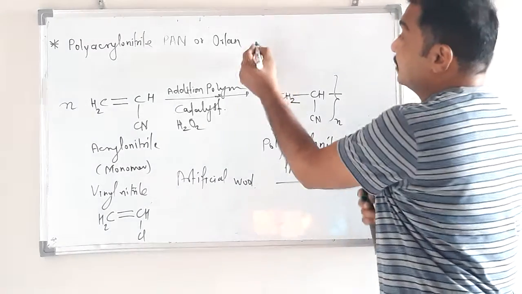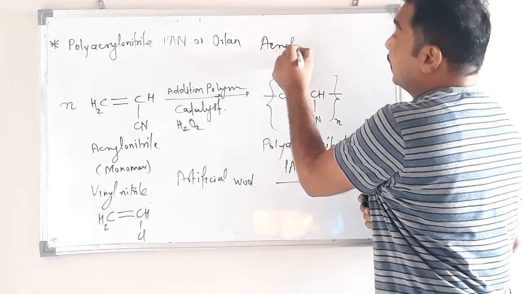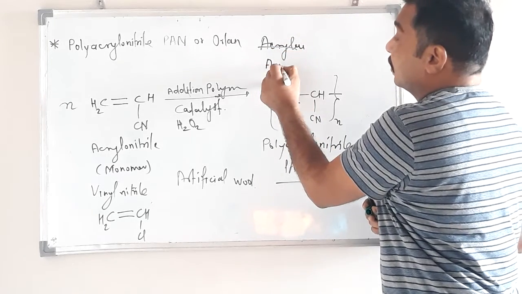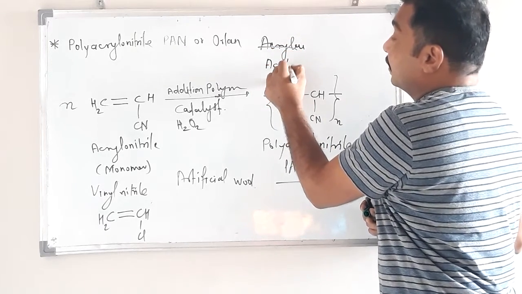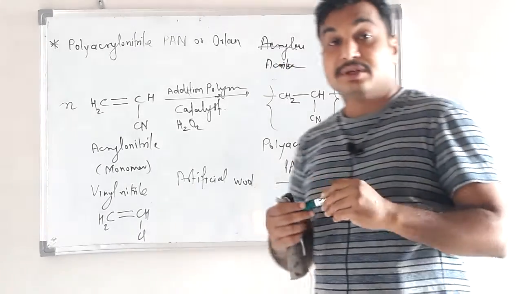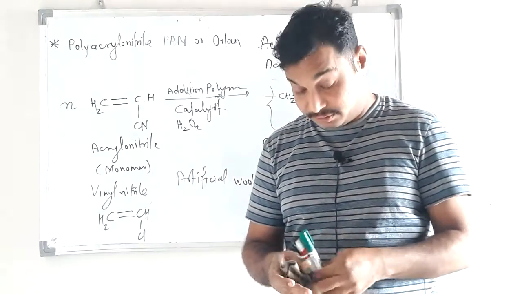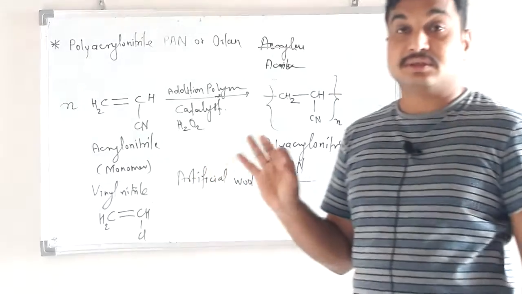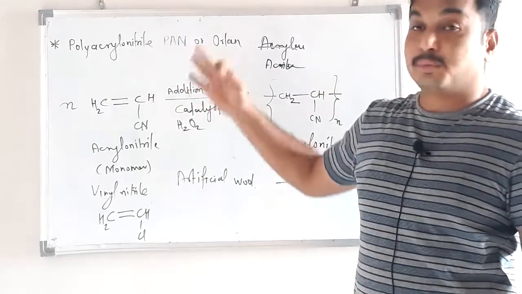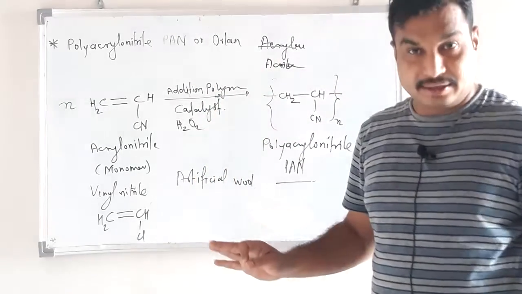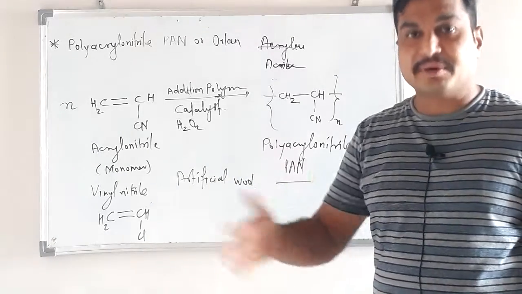It is also known as Acrilan. Okay. So this is another polymer. So first Teflon and then polyacrylonitrile, and many more we will discuss one by one.